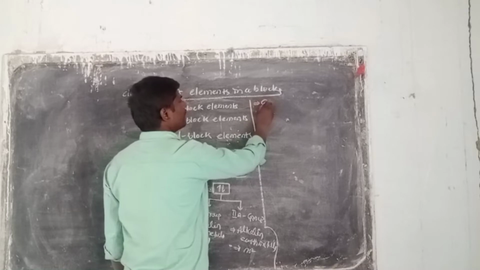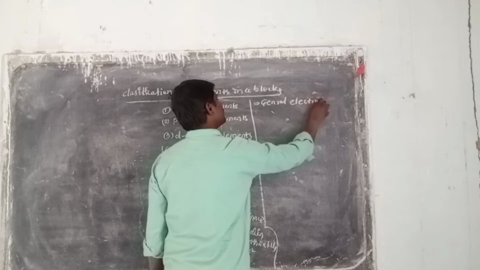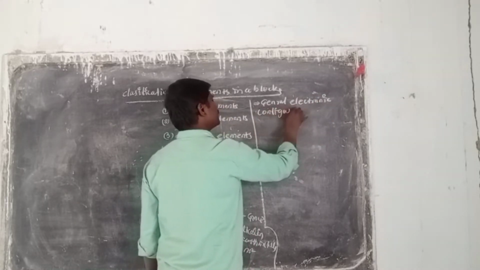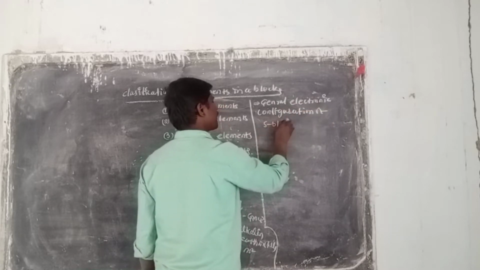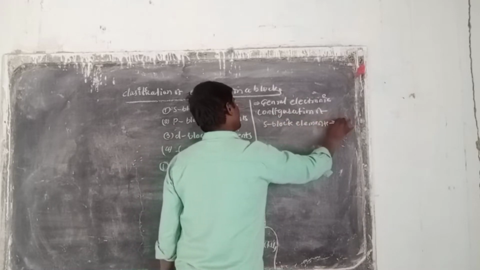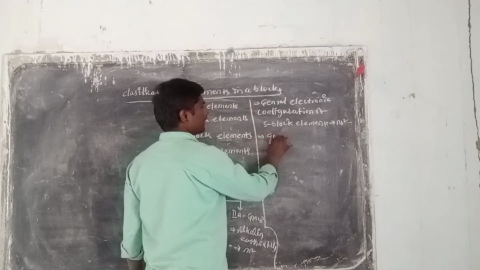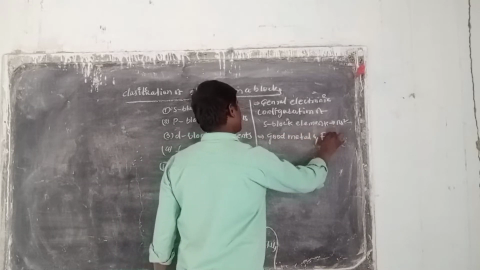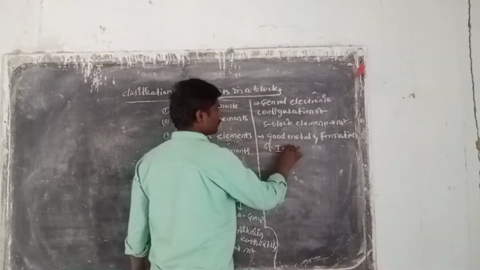The general electronic configuration of s block elements is ns1 and ns2. These s block elements are good metals, and they form ionic bonds.